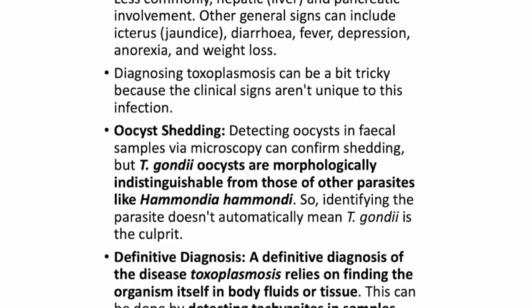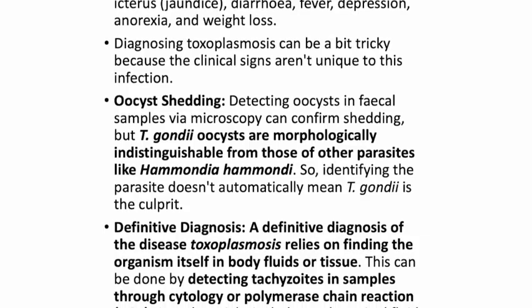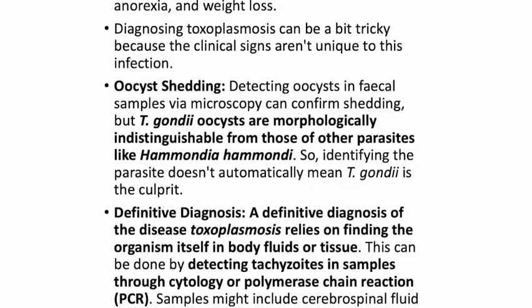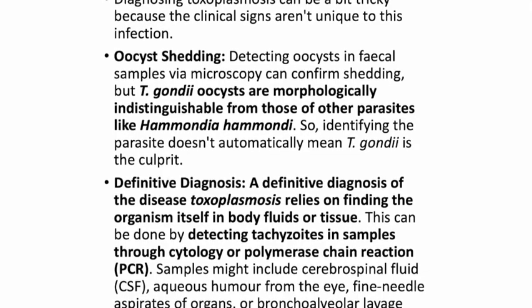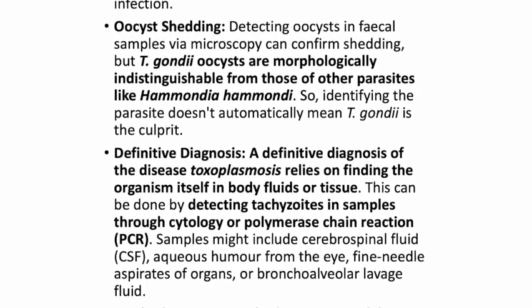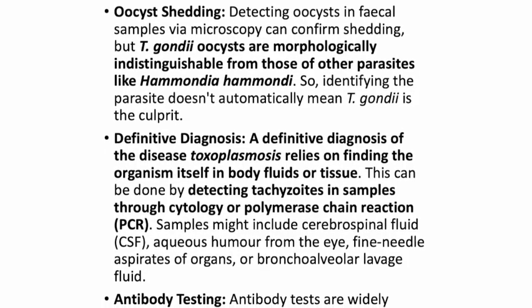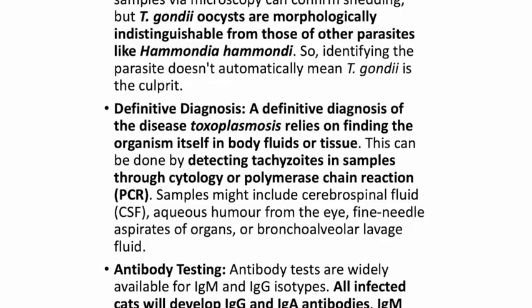Diagnosing toxoplasmosis can be a bit tricky because the clinical signs aren't unique to this infection. Oocyst shedding. Detecting oocysts in fecal samples via microscopy can confirm shedding, but T. gondii oocysts are morphologically indistinguishable from those of other parasites like Hammondia hammondi. So, identifying the parasite doesn't automatically mean T. gondii is the culprit.